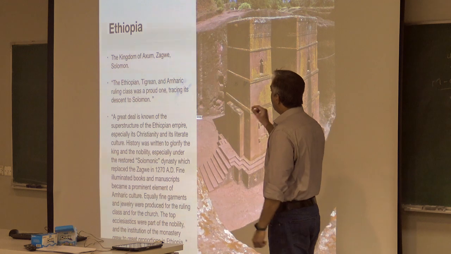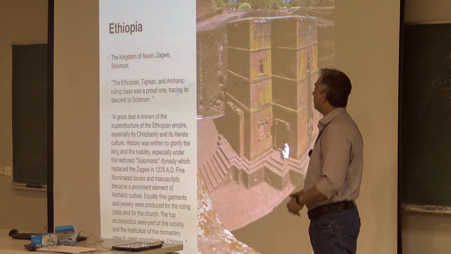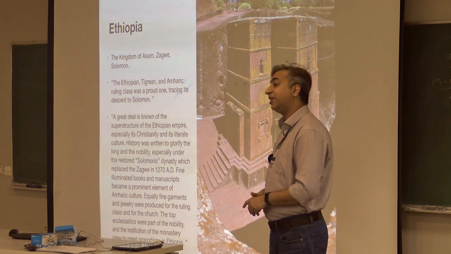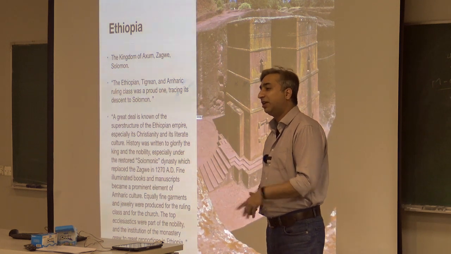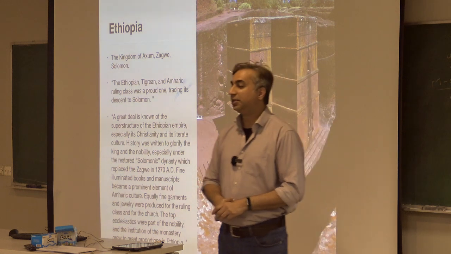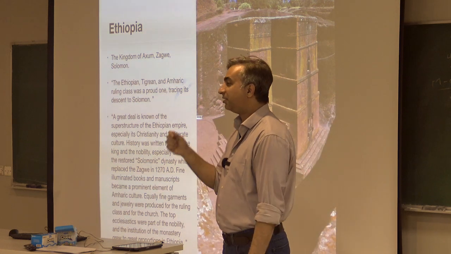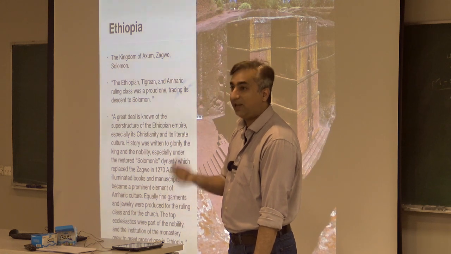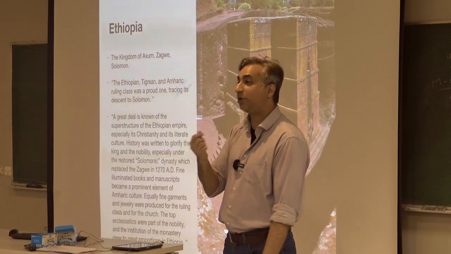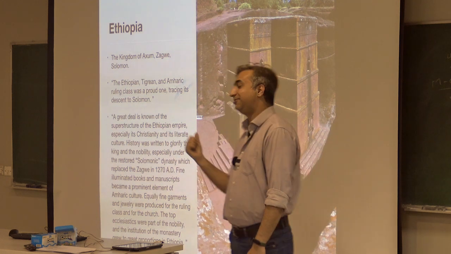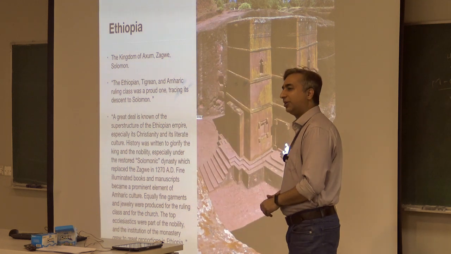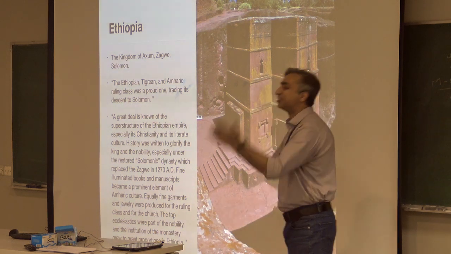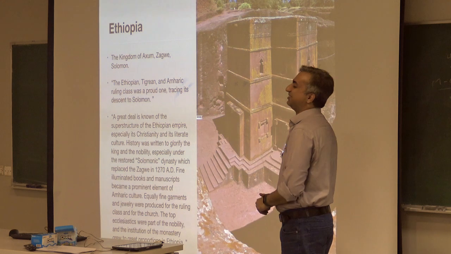A great deal is known of the superstructure of the Ethiopian Empire, especially its Christianity and its literary culture. They embraced Christianity very early on. In fact, if you know your history, you would know that at one point in time, when the Muslims were being persecuted in Makkah, some of them went to Ethiopia, where there was a Christian king. Sorry, I said Egypt. They didn't go to Egypt. They went to Ethiopia, where there was an Ethiopian Christian king. Sorry, my mistake.